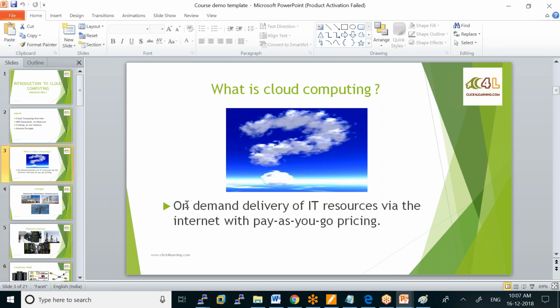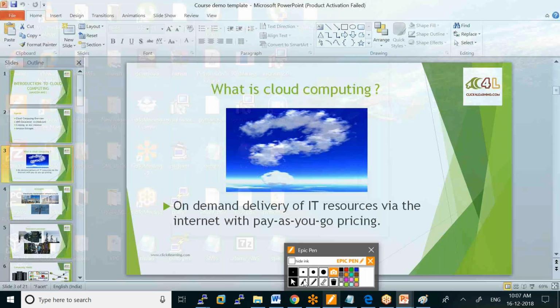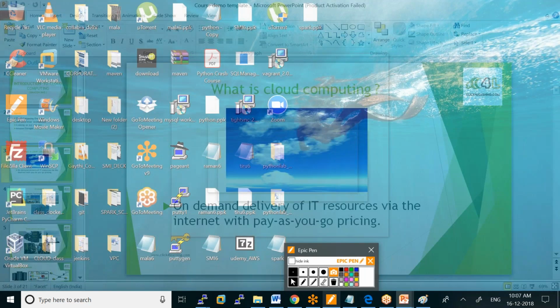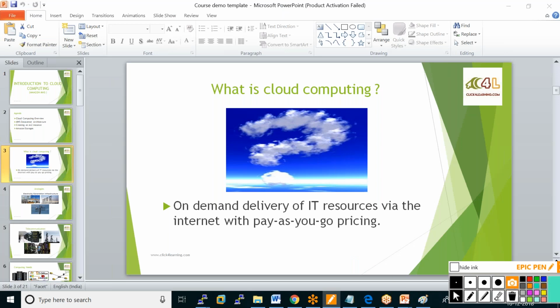On-demand delivery. What do you mean by on-demand delivery? Whenever you need, you can get the resources. On-demand in the sense that whenever you need the resources, you can get the resources. Where will the resources be? The resources on demand delivery. Here, whenever we need, we can get the resources.